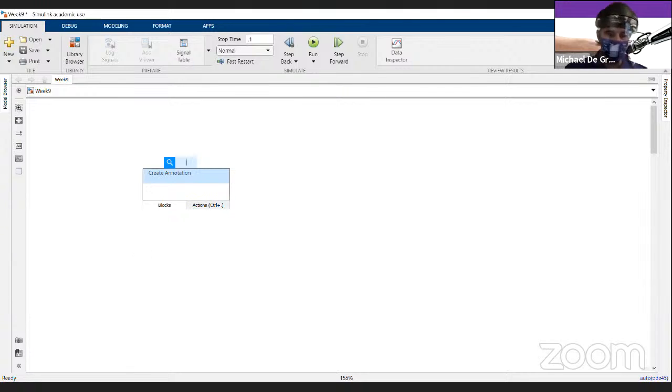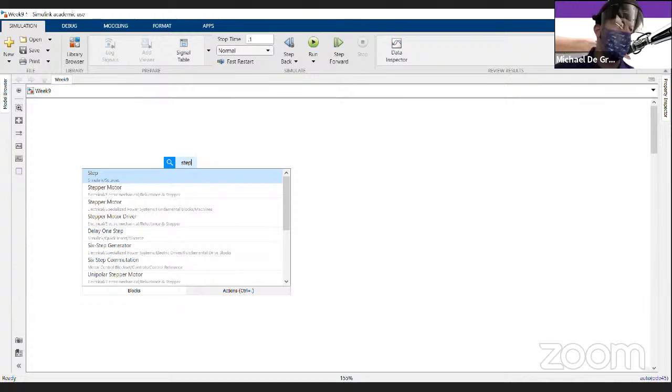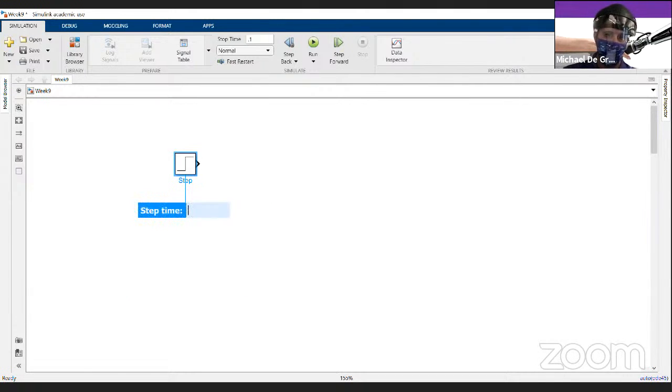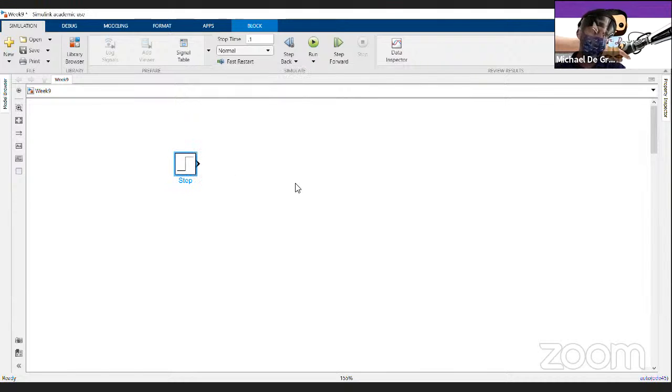Well, first of all, based on my drawing, I know that I need a step input, right? Well, that's not really based on the drawing, but based on the problem we've been doing. We've been using this step input, right? It asks for the step time up front. I remember that it's 0.02, right? But that doesn't matter because I still have to go in here anyway, right? Step time 0.02, initial value 0. Notice that it automatically gives you a unit step, right? We can set that up as such. Okay, so I've got my step input.